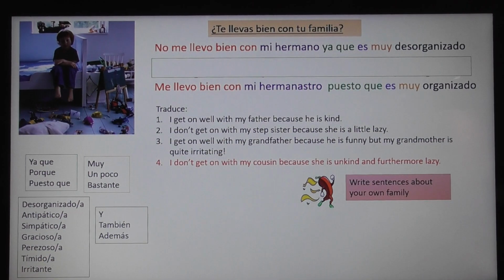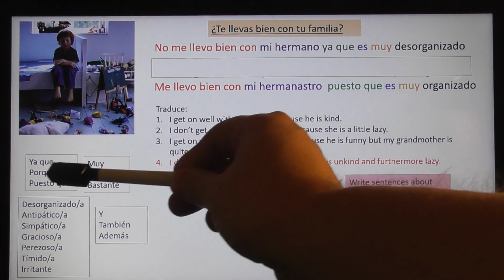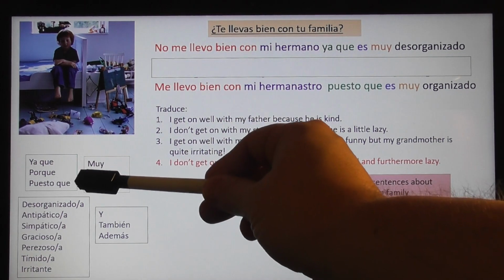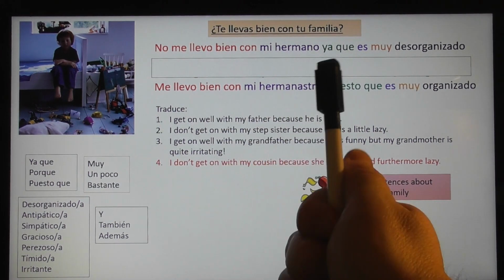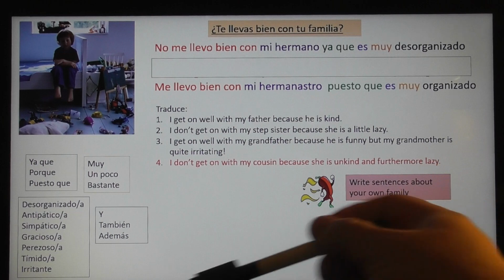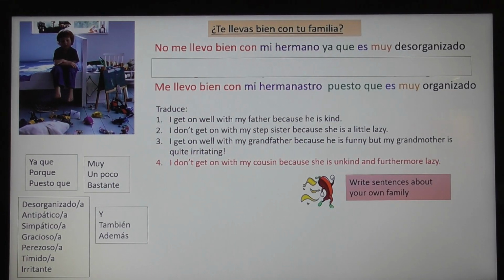Right, before we go through those, just want to pay a little bit of attention to the vocab I've put for you here. Now, you might remember from the last couple of lessons, I've been saying this, the word porque, meaning because. You can use other words as well that mean exactly the same thing. It just makes your writing, your speaking a little bit more interesting. So, ya que, puesto que, essentially mean because or since. So you could use any of those.